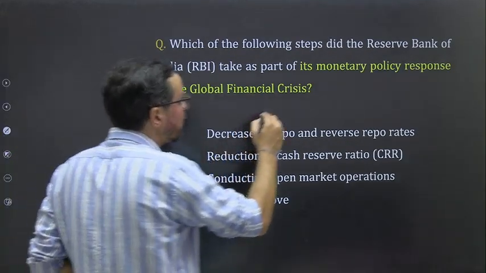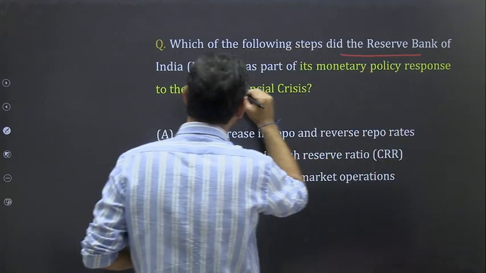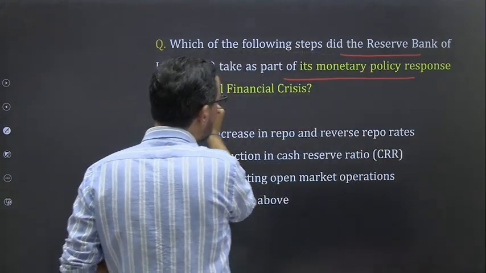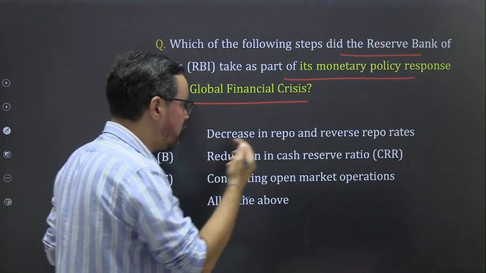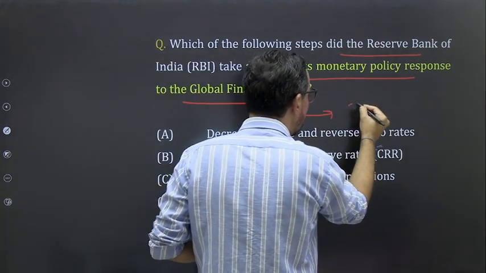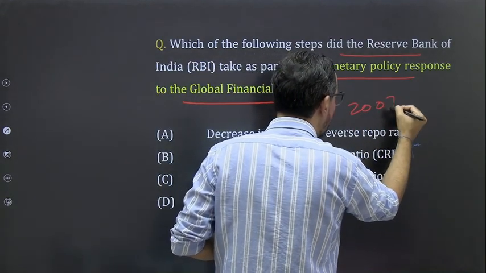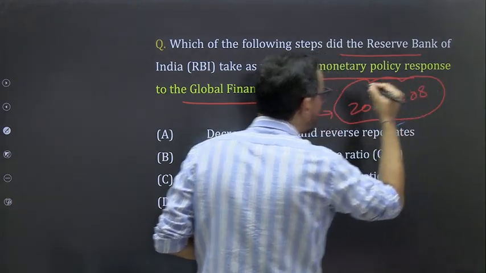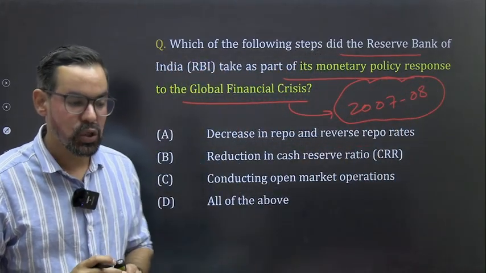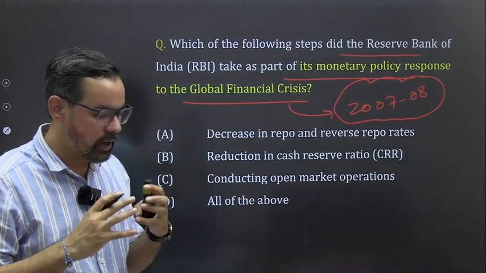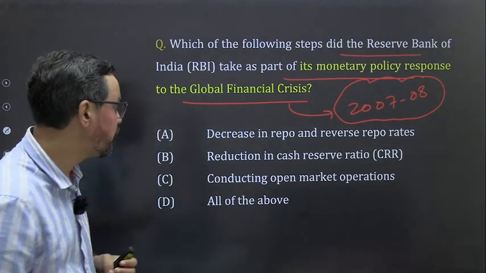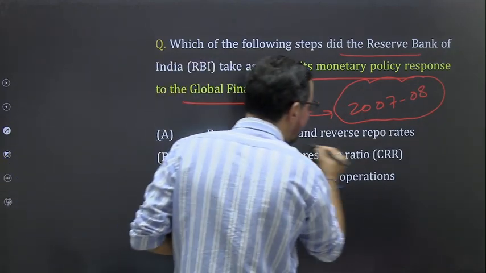Which of the following steps did the Reserve Bank of India take as a part of monetary policy response to a global financial crisis? Whenever we talk about the global financial crisis, it was based on subprime lending in 2007-8, and we always remember the bank known as Lehman Brothers Bank. Okay, so to counter the global financial crisis, what were the major actions which were taken by RBI? So, decrease in repo rate and reverse repo rate.